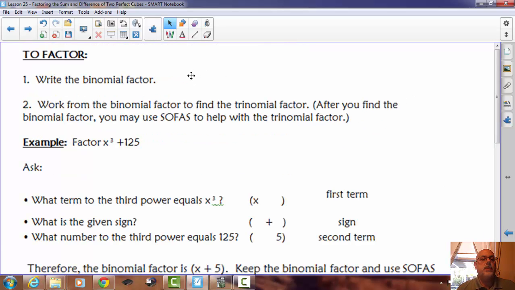So we have to develop the binomial factor, and how do you do that? If we're given the expression x cubed plus 125, first you ask yourself, what term to the third power is x cubed? Well, the cube root of x cubed is x. That's how we start building the binomial. The sign here is plus, so we're going to drag that down into the binomial. And then what number to the third power is 125? That's 5. 5 cubed is 125.